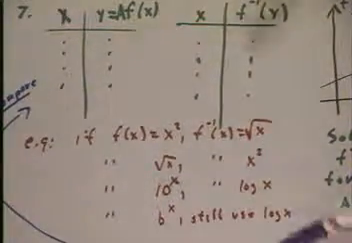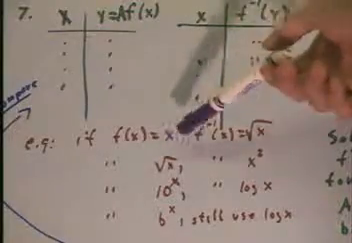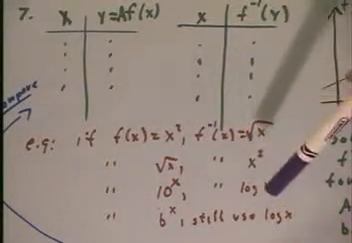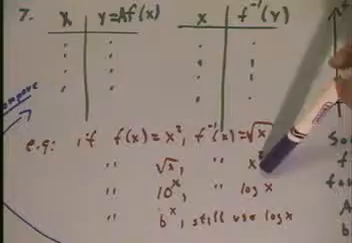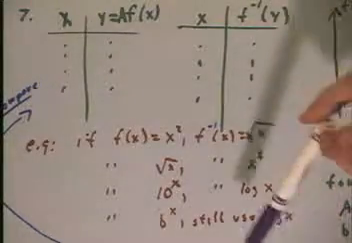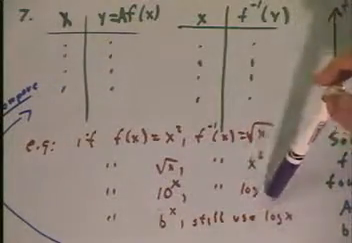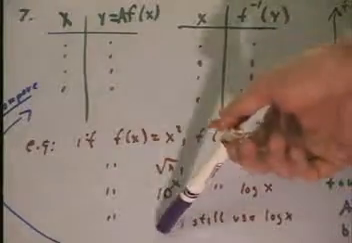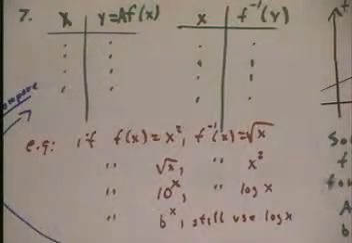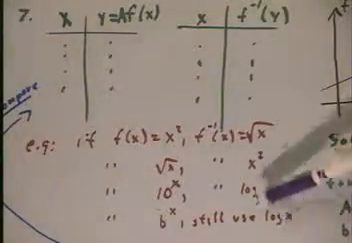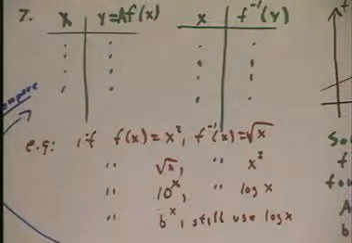Examples of inverses: if our f of x function was x squared, then f inverse would be the square root of x. If f of x was the square root of x, f inverse would be x squared. If f of x is 10 to the x, then we're going to use log x. If f of x is a b to the x, we're going to still use log x. And if we use log x, we could also, of course, use natural log of x.